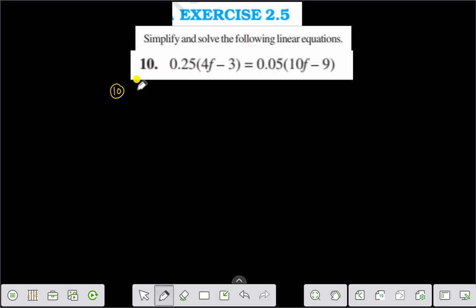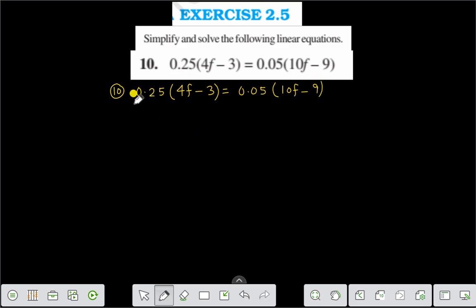It is 0.25 into 4f minus 3 is equal to 0.05 into 10f minus 9.